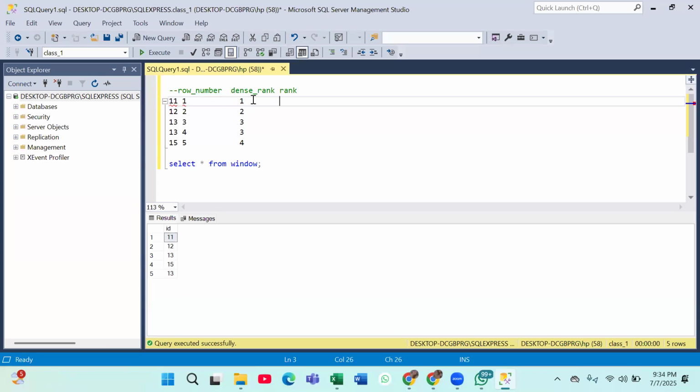And what will be my rank? Rank will also give me ranking, but if any number repeats, let's say 3 is repeating 2 times, it will take the space of the other number that will be there. So the next number after 3 will be 4, so it's going to take the space of that and will give you 5 here. Clear?